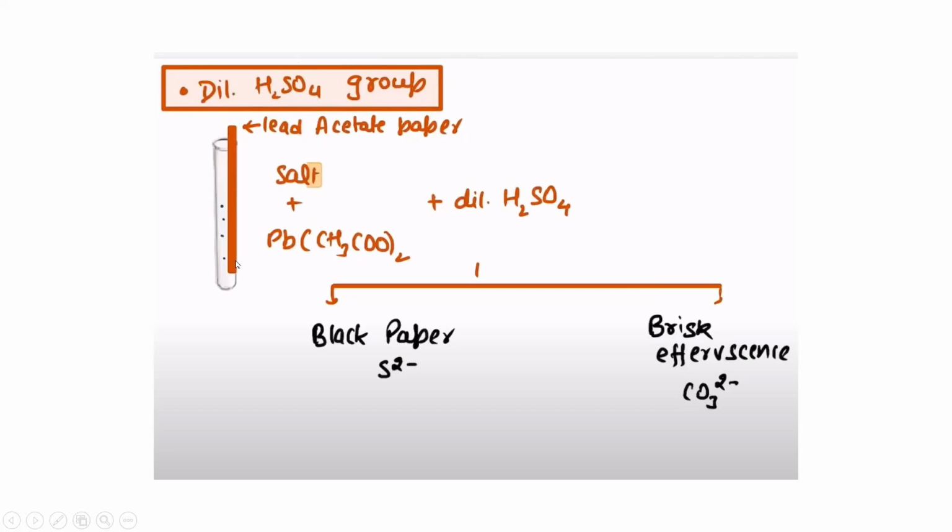If the paper turns black, it shows the presence of sulfide, and if brisk effervescence comes, it shows the presence of carbonate, CO3 2 minus, right?